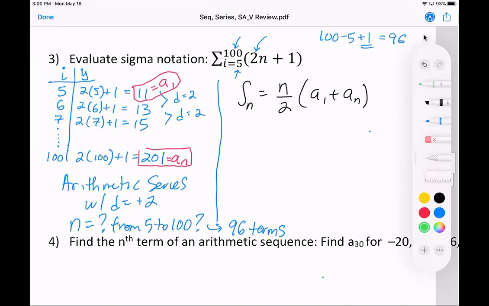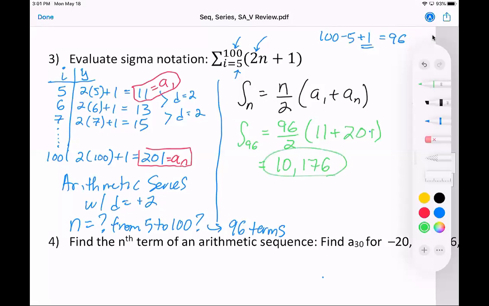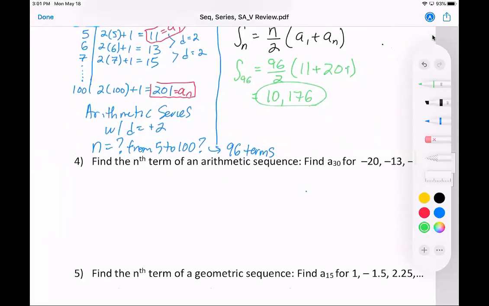So using this formula, we'd have the sum of these 96 terms is 96 over 2. The first term is 11. The last term is 201. And that would give us 10,176. That's evaluating sigma notation.